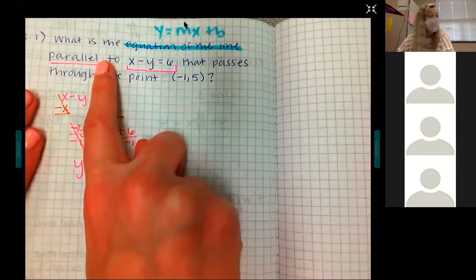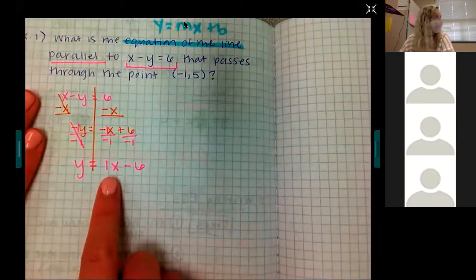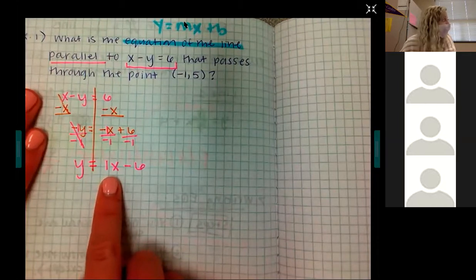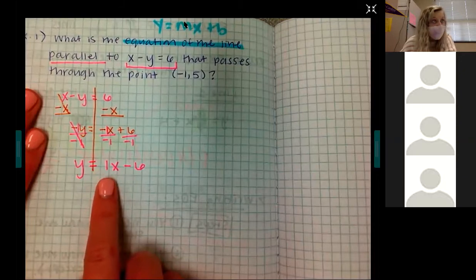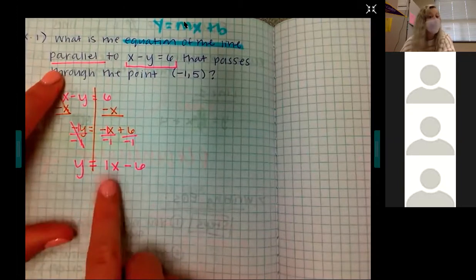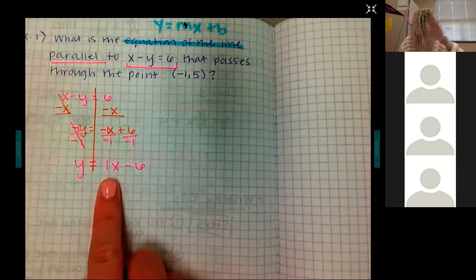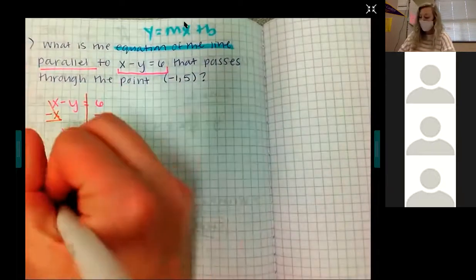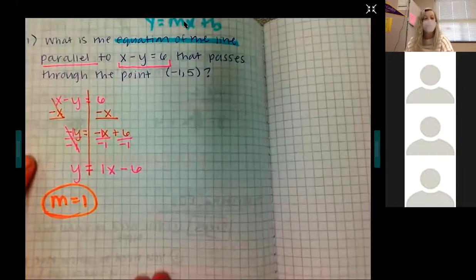If it's a parallel line, what should the parallel line slope be? 1. Didn't we learn yesterday parallel lines have the same slope? It's 1. You just found the slope. The parallel line has to have a slope of 1. So does everybody agree we're done with step 1? We know the slope is 1. We're going to write that down. I'm going to write it in orange. We know the slope should be 1. I'm going to circle it because we're about to use that.